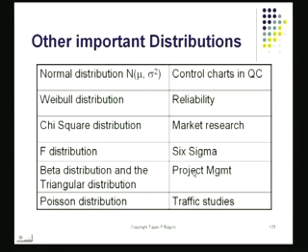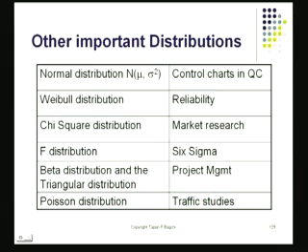What are some of the other distributions that are of interest to us as quality assurance people? The normal distribution is used very heavily in control chart development, control chart work, which is like the X-bar chart and the R chart and many other charts. Very often the normal distribution is used there by invoking the central limit theorem. So, that is like something where the control limits are calculated using the normal distribution assumption.